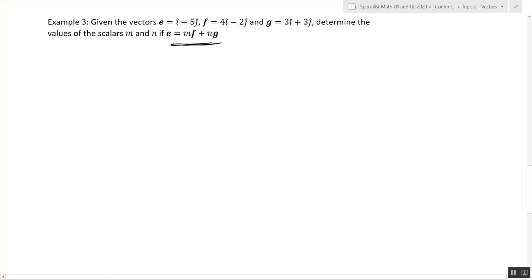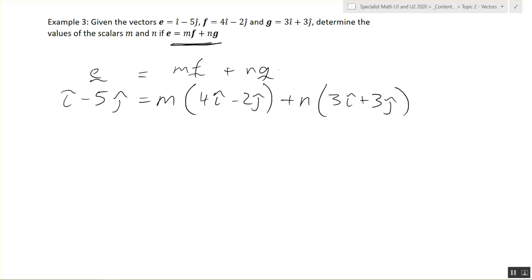Okay, so where the e is, we substitute in the values that it gives us. That's the e. So e equals m times the f. So the f is 4i. Find what m and n are. So we have two unknowns. So you may remember from grade 10 that we have two unknowns, so we need to use simultaneous equations.